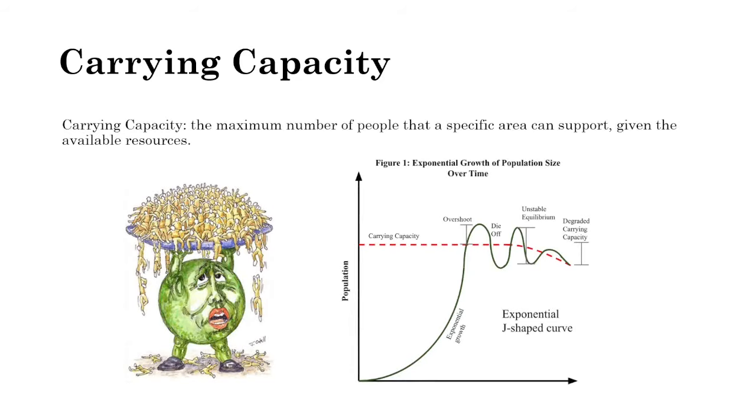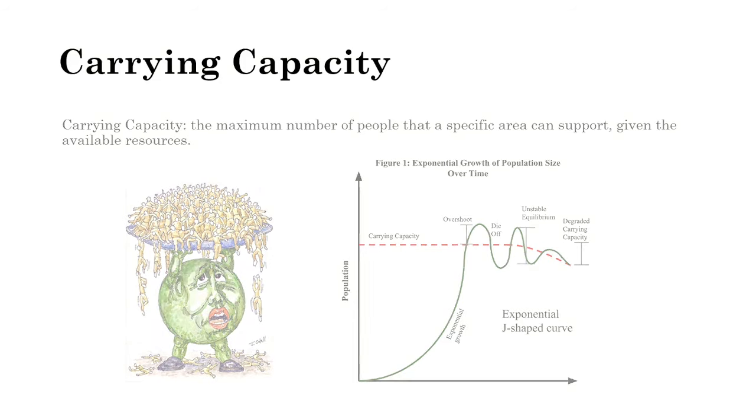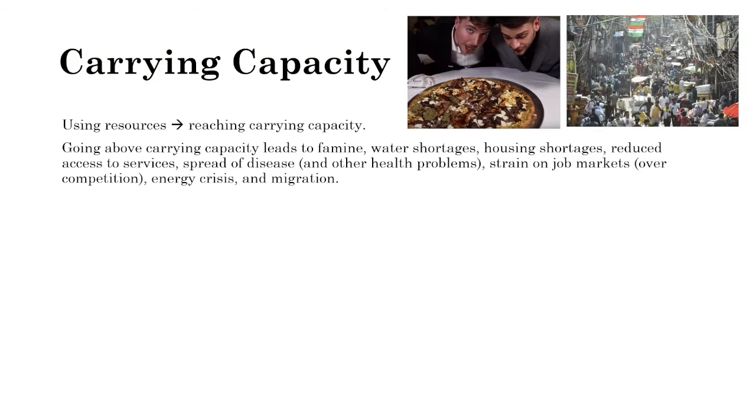So let's look back at this graph here. So we can see here that exponential growth occurs and then you reach carrying capacity, which can stay static or it can decrease or it can increase. This one just happens to increase. Once you get above carrying capacity, the pattern is that populations will decrease and then they'll increase and decrease again. And that is supposed to eventually level itself out until carrying capacity changes. If it changes, then this might happen again. So if you go above carrying capacity, population levels typically decrease to some extent due to famine, water shortages, housing shortages, reduced access to services, spread of disease.